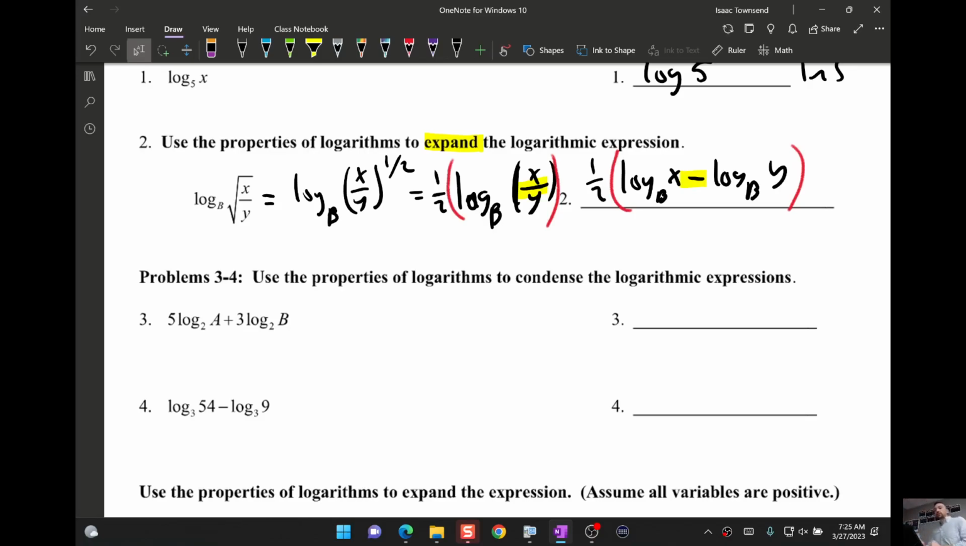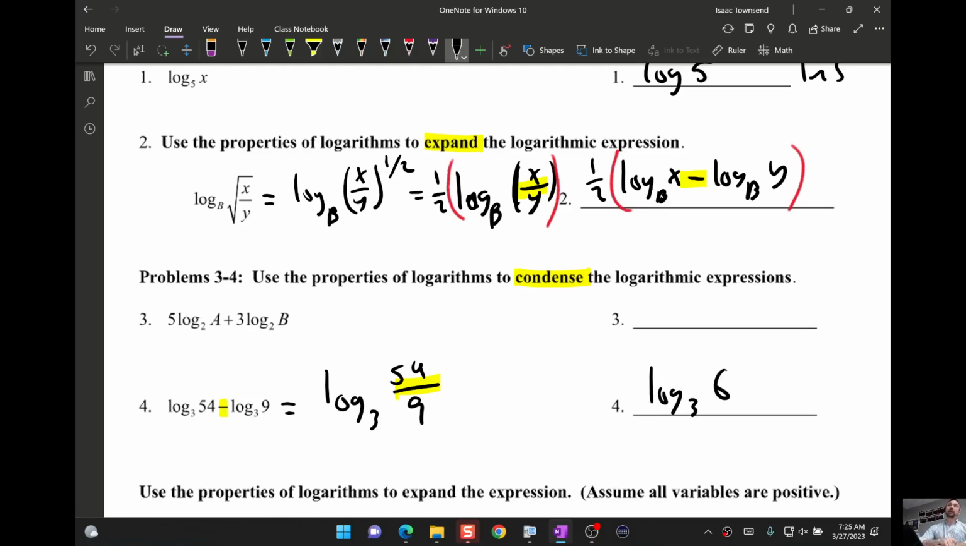Okay, going the other direction to condense. So that's the exact opposite of expanding. So I'm going to do question 4 first, because this is kind of undoing what we did in question 2. These are both log base 3. So we can condense them into a single log base 3. But subtraction condenses into division. And in this case, 54 divided by 9 would be 6.